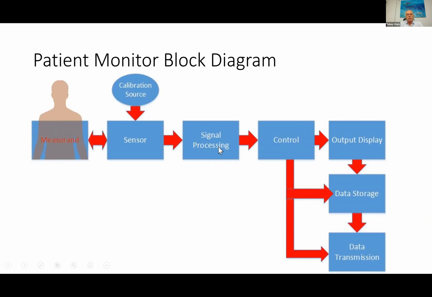Because of the environment that these measurements are being made in and the need to put those signals through a certain filtering process, there's signal processing that takes place. You need to get rid of noise and issues of that sort. The control system, which many times is a microprocessor, a display, data storage, and many times data transmission of that information. So this is a basic patient monitor block diagram.